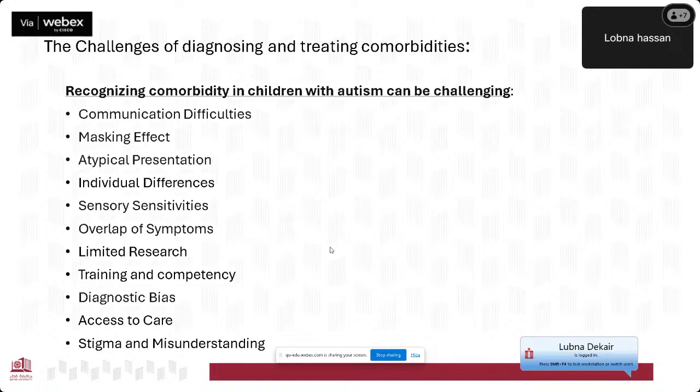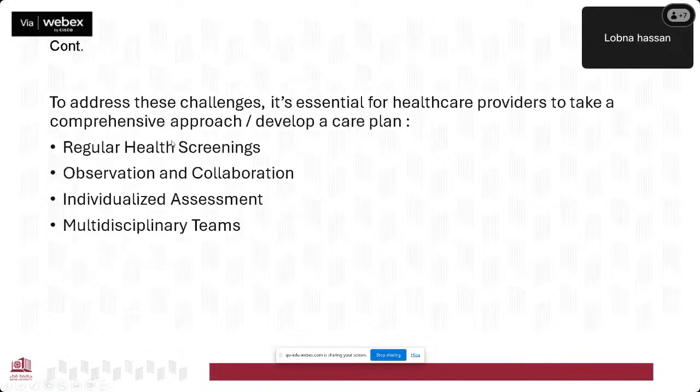The other thing I want to highlight is stigma and misunderstanding. The stigma and misunderstanding by families and our society may stop parents from seeking medical advice, getting proper assessment and proper diagnosis, whether for autism or the comorbid conditions associated with autism. So these are mostly the common factors that contribute to this challenge in recognizing and treating comorbidity.